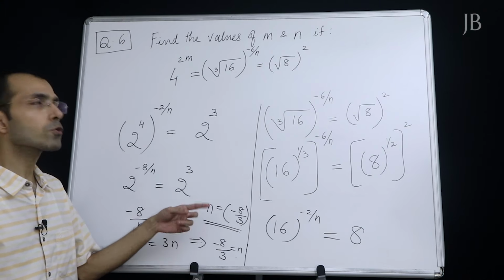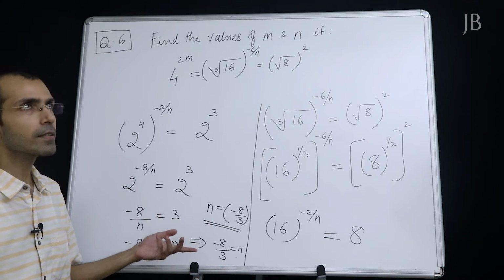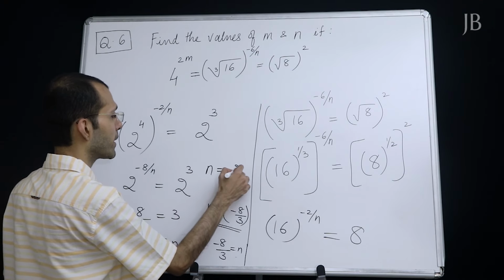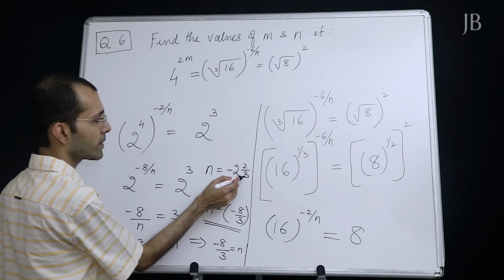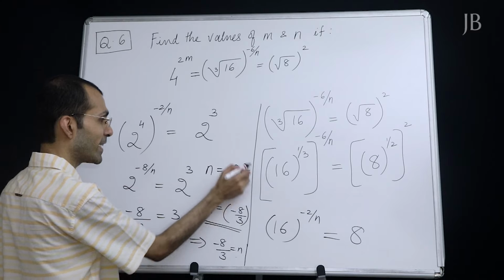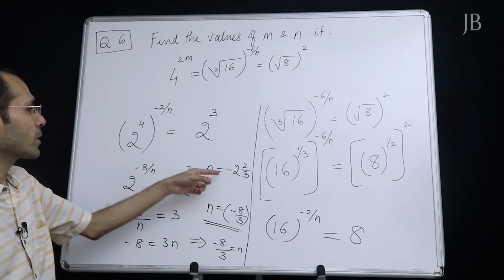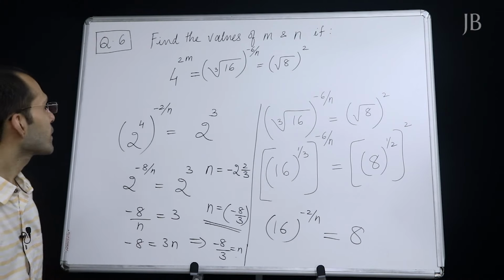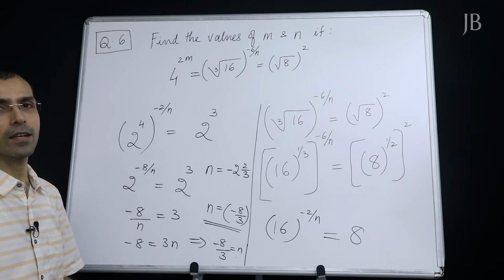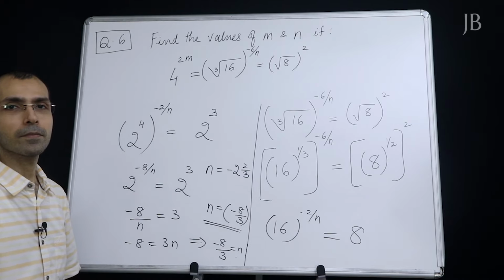We can leave it like this, or you can put this in the mixed fraction form. 3 into 2 is 6, 2 by 3, right? If you want to put in the mixed fraction form, it will be minus 2 by 3. See, 3 into 2, 6. 6 plus 2, 8. And this minus sign is meant for the entire thing, okay? So if you want to put this in the mixed fraction form, then n is equaling minus 2 by 3. So we have successfully found the values of m and n under the given conditions. This completes your question 6.